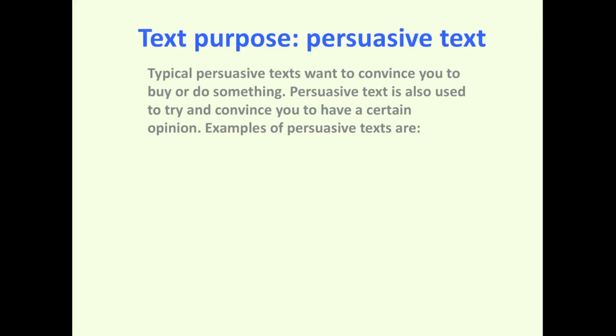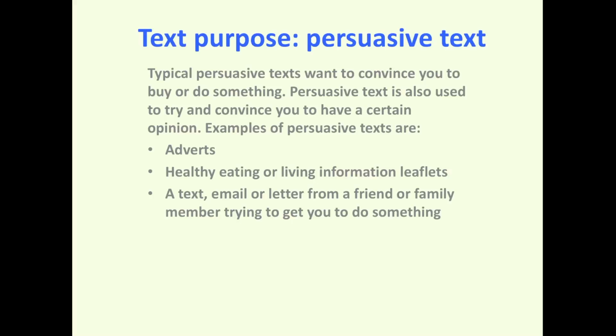Examples of some typical persuasive texts are adverts, healthy eating or living information leaflets, a text, email or letter from a friend or family member trying to get you to do something. Could be cooking lunch for Auntie Agnes. Community group websites encouraging you to join them. Political information. Perhaps a particular party would like you to vote for them, so they will use persuasive text to try to convince you.